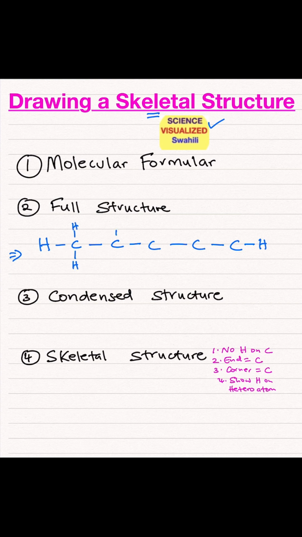Next carbon, the same thing. And then let's say this carbon has an OH group. So that becomes the full structure. The condensed structure, we're going to summarize this.